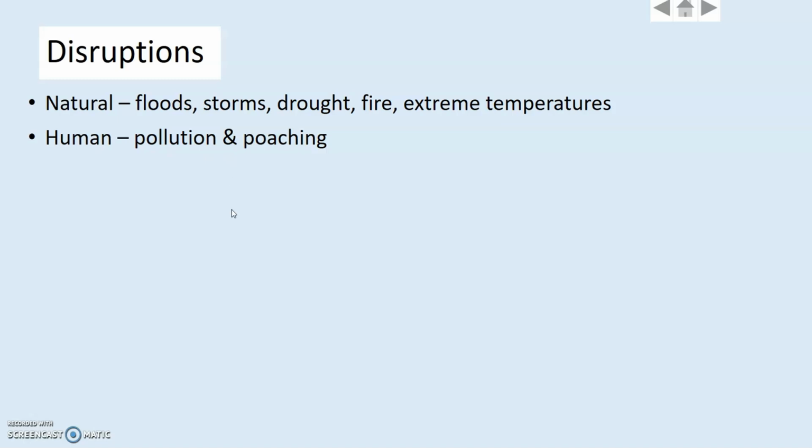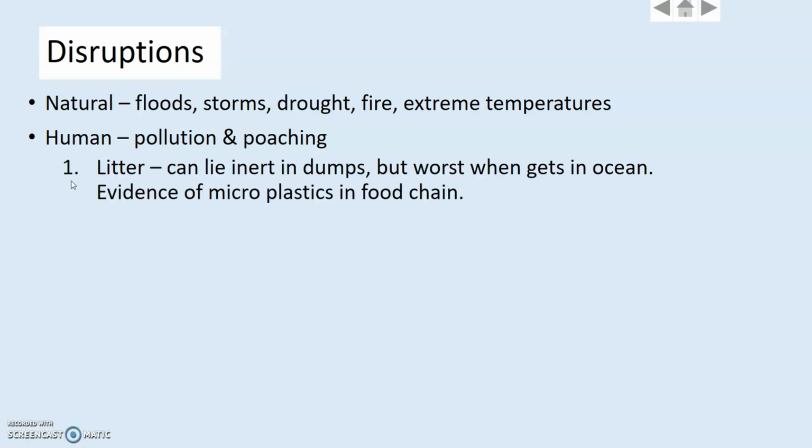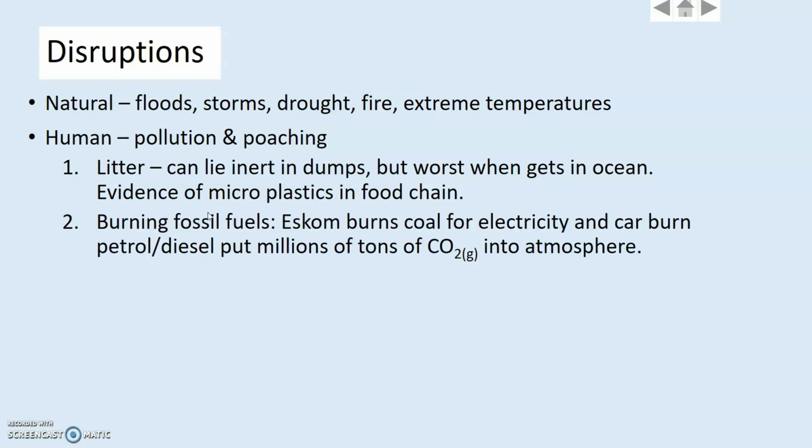But what's more concerning is the problems humans create. Pollution and poaching. Litter. Litter can lie inert in dumps. That's not too much of a problem, but it's worst when it gets into the ocean. And there's even evidence now of microplastics in the food chain. Burning fossil fuels. Eskom burns coal for electricity, and cars burn diesel and petrol and put millions of tons of carbon dioxide into the atmosphere.